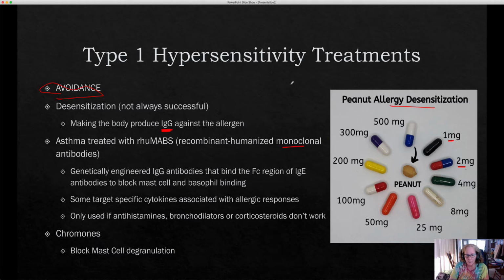So if we have a basophil, get my pen working here. It doesn't seem to want to work. Not sure what's going on here.